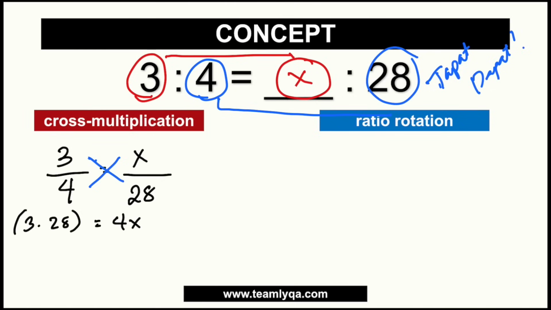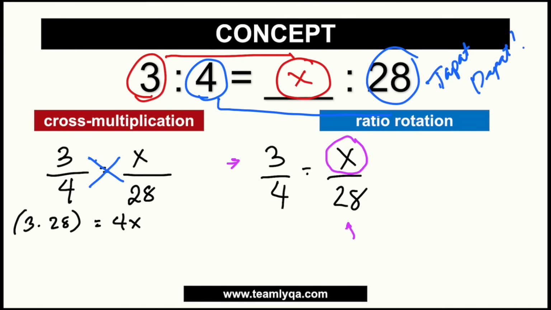Now, ang ratio rotation always starts out with the same thing. So, again, we're going to use yung fraction. So, 3 over 4 is equal to x over 28. Now, after you do that, all you have to do now would be to rotate. Now, paano magro-rotate? Ang gagawin mo would be, you will start with yung x, okay? And yung number na either katabi or katapat niya.